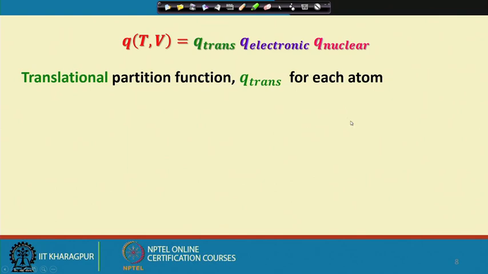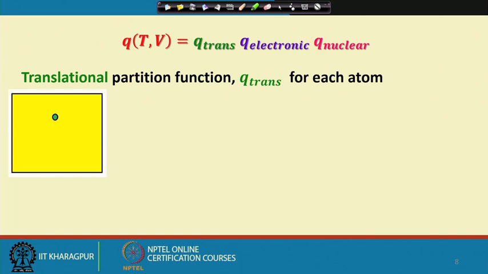So, let us continue our discussion on the statistical thermodynamics of a monatomic ideal gas, where we are looking for the single particle canonical partition function, small q, as a function of temperature and volume. And we have already discussed that this small q has three different contributions: one from the translational motion of the atom in the box, then from the electronic and the nuclear structure associated at the microscopic level of each atom.